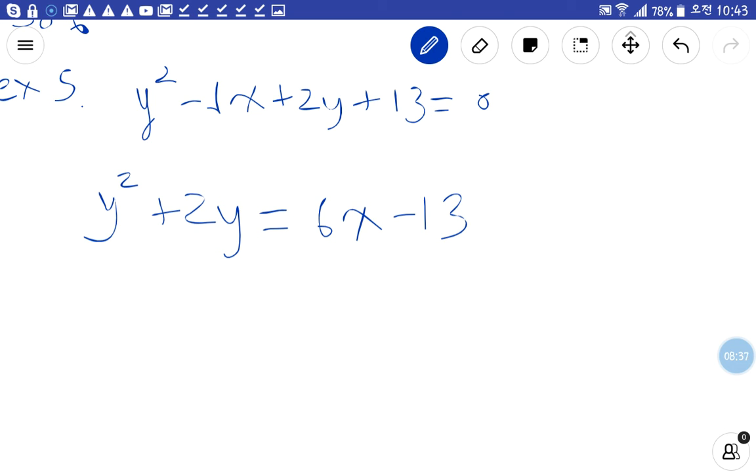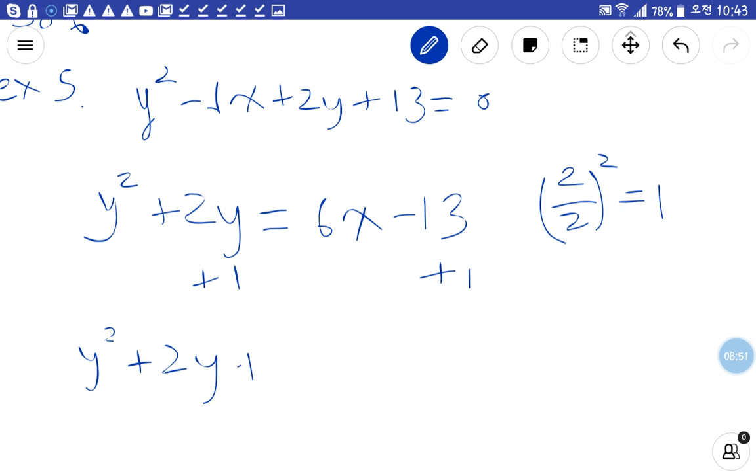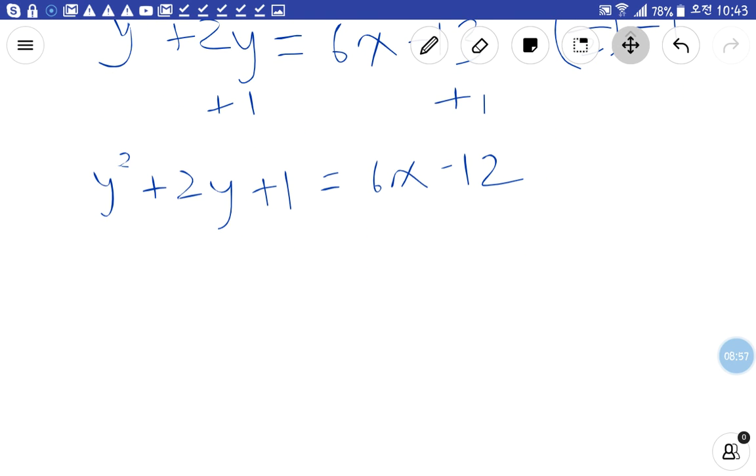Second, divide it by 2, which becomes 1, and square it. So 2 divided by 2 squared becomes 1. Now what? You are going to add a 1 to each side, so that you get y squared plus 2y plus 1 equals 6x minus 12. Now we're going to make that into the perfect squared form: y plus 1 squared. You should remember that.